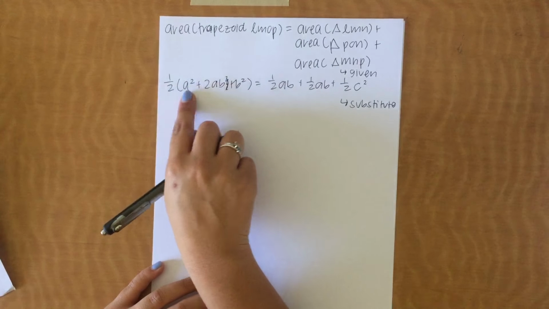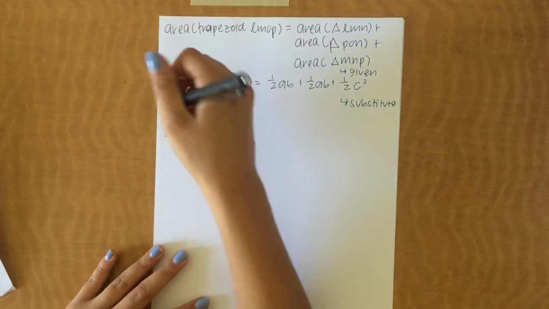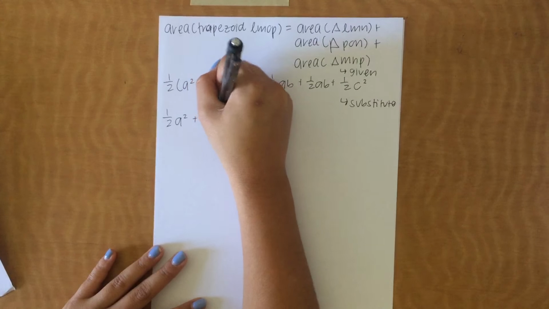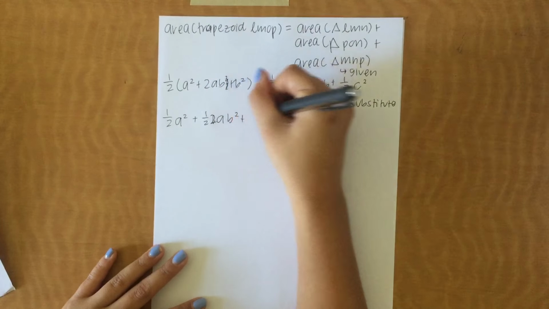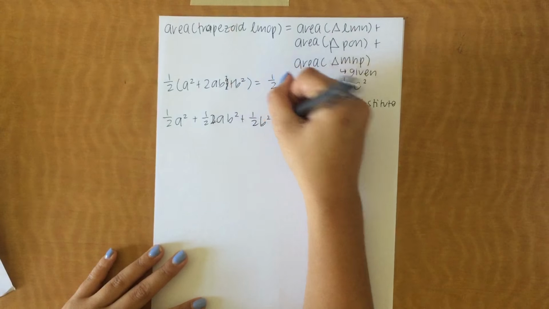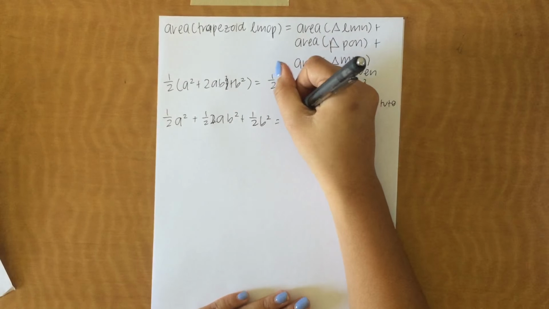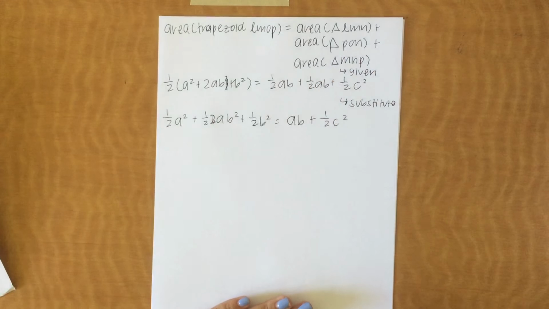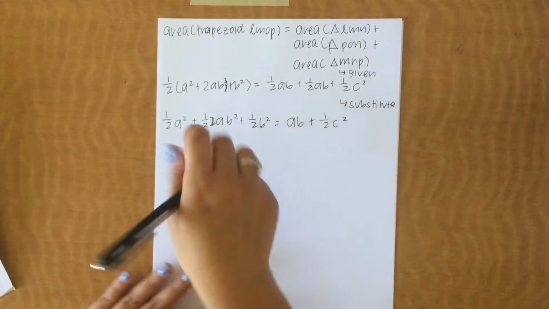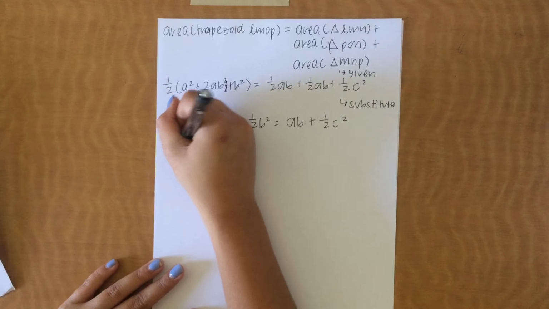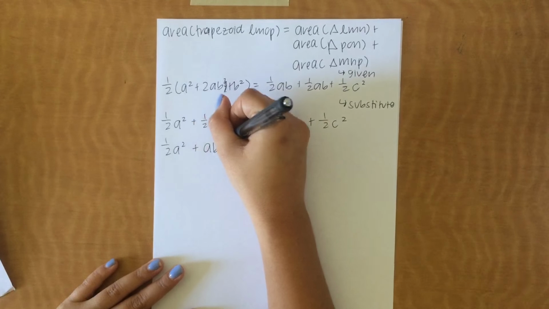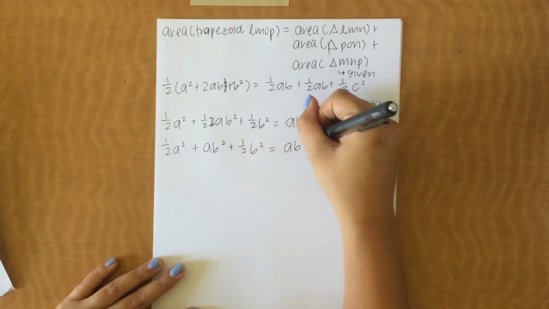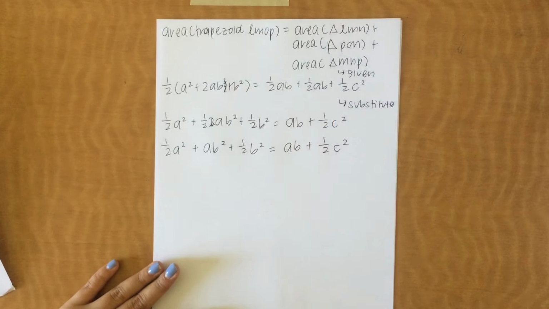So then we can simplify. We can multiply 1/2 to each side. So 1/2 a squared plus 1/2 2ab plus 1/2 b squared. And then we can add these, so it would just be ab. And then have that just remain 1/2 c squared. We can multiply this out. So it'll be 1/2 a squared plus ab plus 1/2 b squared equals ab plus 1/2 c squared.